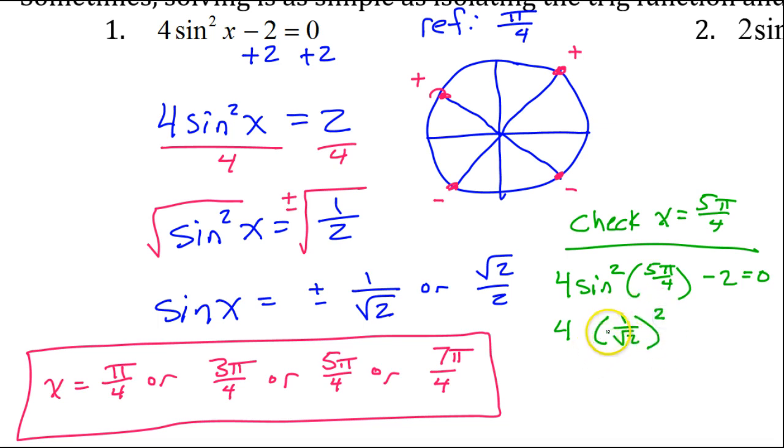Okay, so this is either going to be positive or negative, depending on the quadrant. So 5 pi over 4, that is this one down here, so that's going to be negative. So the sine of 5 pi over 4 is negative 1 over radical 2. And since it's sine squared, that's why I'm squaring it. So far, this is what we have.